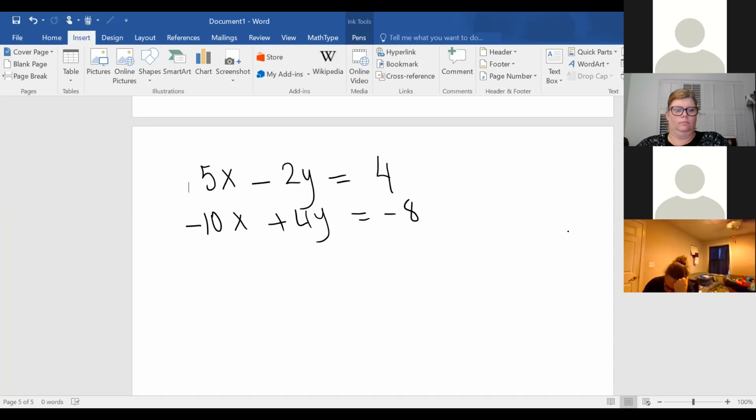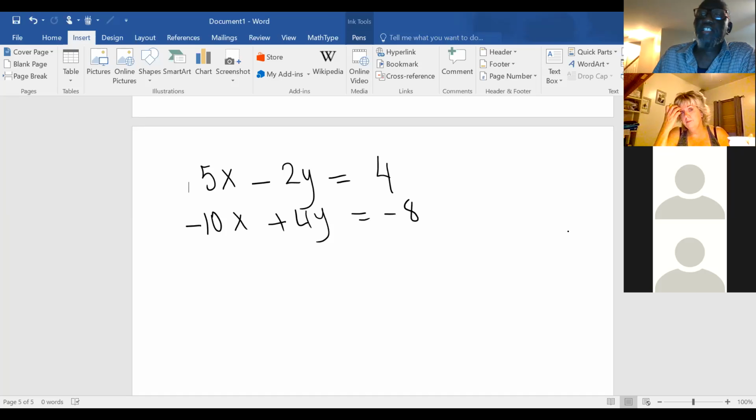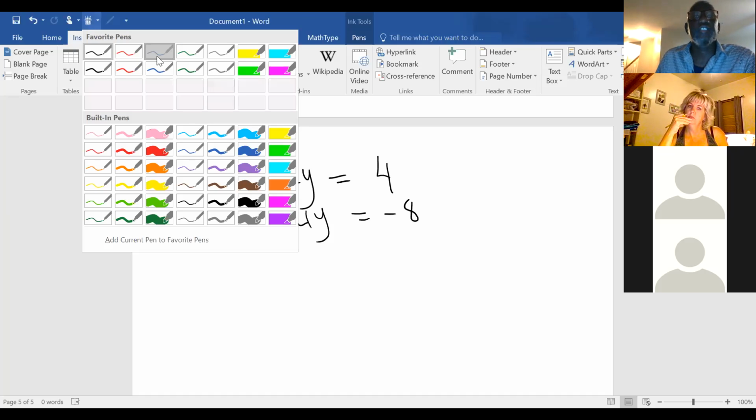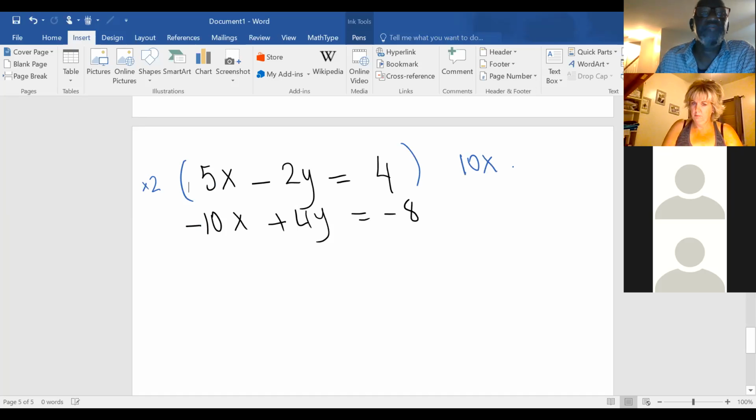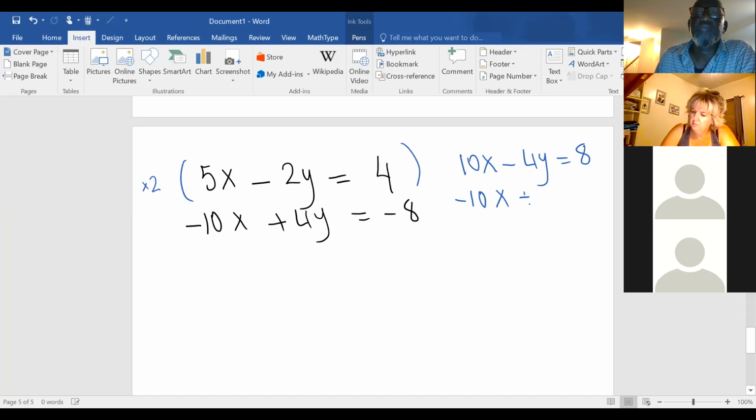Now tell me, which variable do you choose to make match, the x or the y? It doesn't matter. Let's say the y. To make the y match, we have to multiply the first equation by how much? Only 2. So we get 10x minus 4y is equal to 8. And the second one we don't touch: negative 10x plus 4y equal to negative 8.